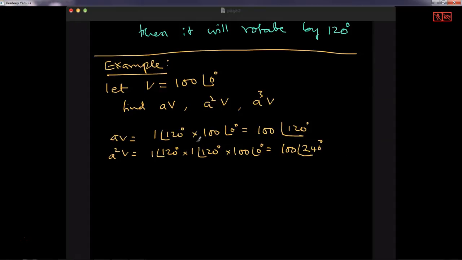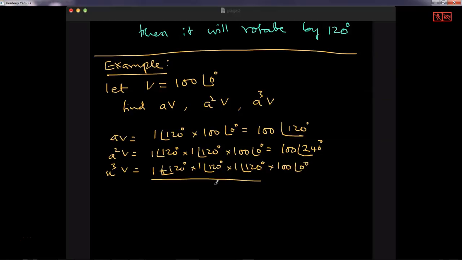And what about A cube V? So 1 angle 120 into 1 angle 120 into 1 angle 120 into 100 angle 0 degrees. So if you look at this, 1 into 1 into 1 is 1, 120 plus 120 plus 120 is 360 degrees. 360 degrees is nothing but one full revolution. So you will again get the same component.